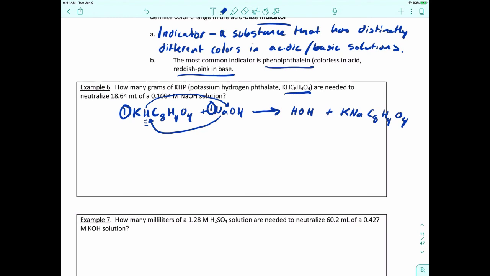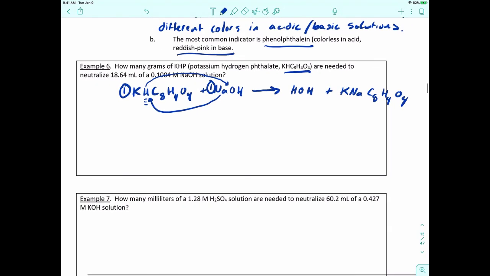Now, at this point, you may think you could do a dilution formula and get this. You probably could, but I'm going to tell you right now that is the wrong way to solve this problem, because that will only work if you've got 1 mole of acid to 1 mole of base. The problems I will give you on the exam will have different numbers, so do not use the dilution formula here. We have to use dimensional analysis. We're told you've got 18.64 milliliters of a 0.1004 molar NaOH solution, so that's what we start with.